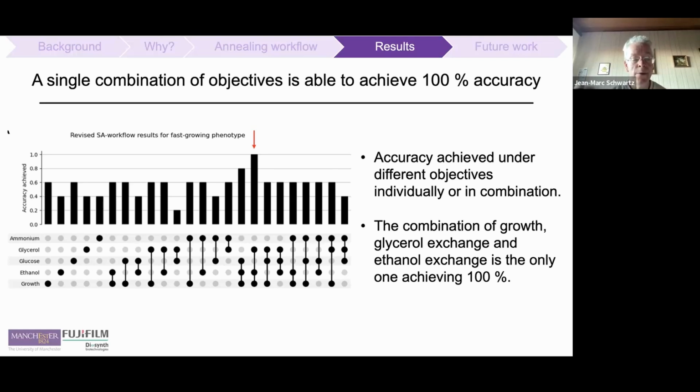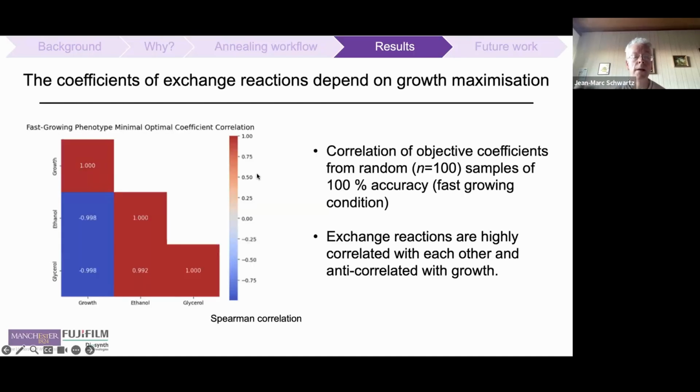So we also tested all the different combinations of these 5 objectives. This upset plot shows you, at the bottom, all the objectives tested individually or in combinations. You can see that only the one that combines ethanol, growth, and glycerol achieves 100% accuracy. All the other combinations of objectives were not able to meet all 5 criteria that we defined, usually 3 or maximum 4.